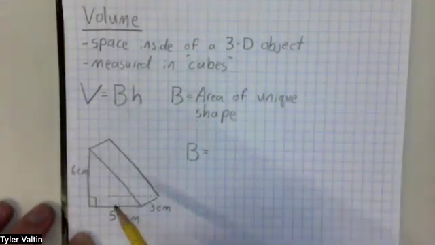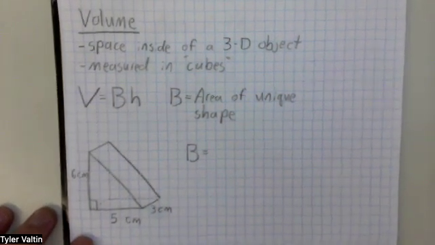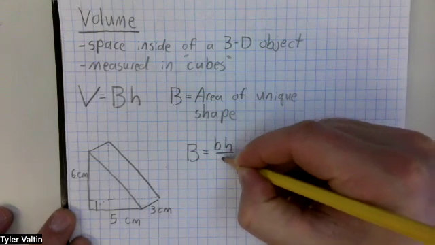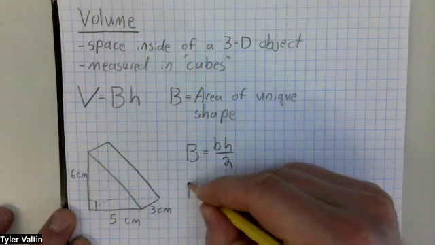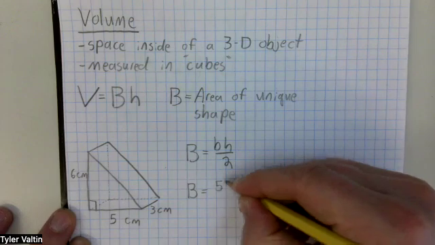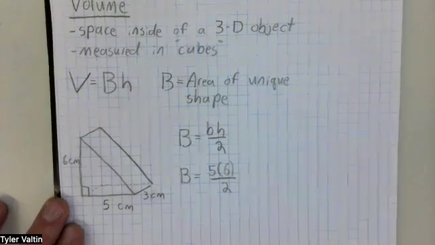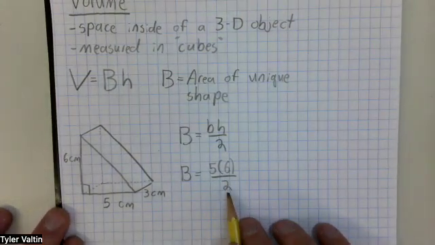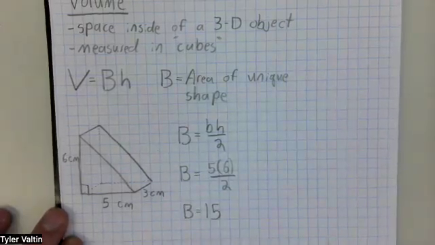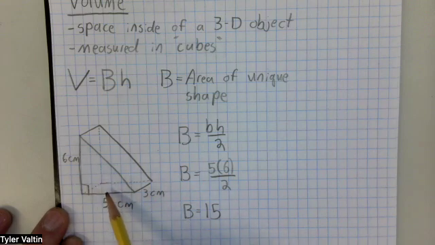And the big B is the area of our triangle here. We know the area of a triangle is base times height divided by 2. So in this case, the base of our triangle is 5, our height is 6, and I'm going to divide that by 2. 5 times 6 is 30, divided by 2 is 15. So our big B is 15. So the area of the triangle is 15.